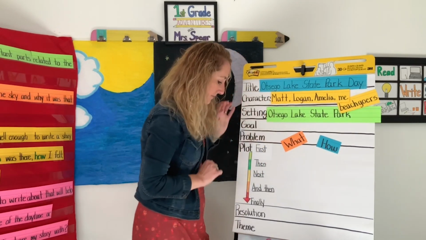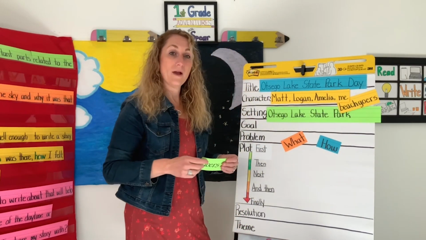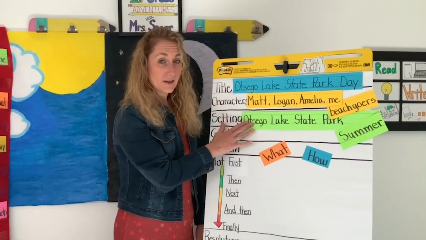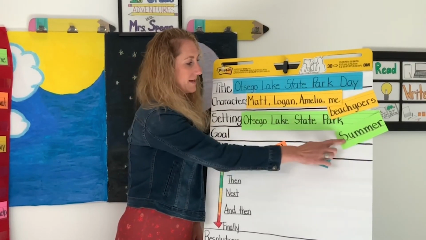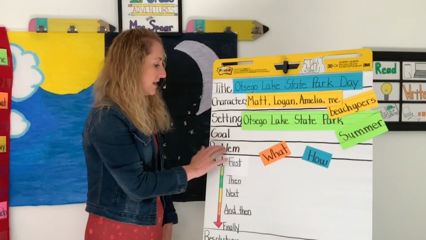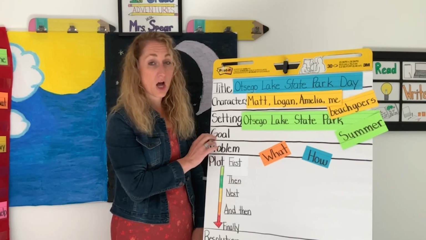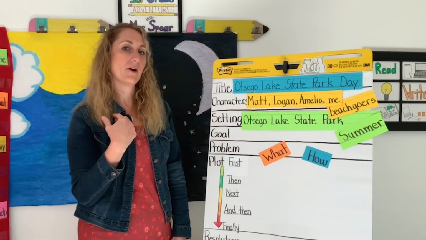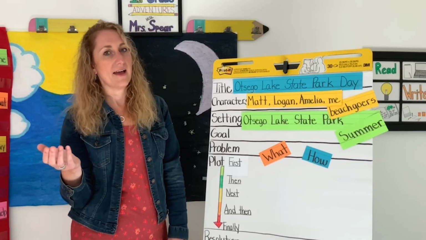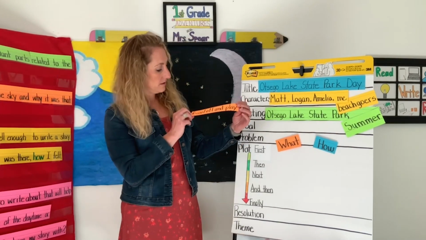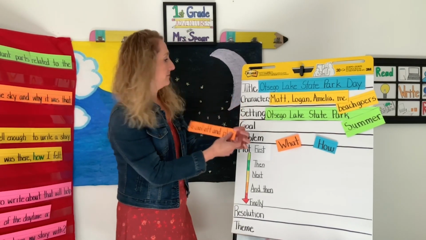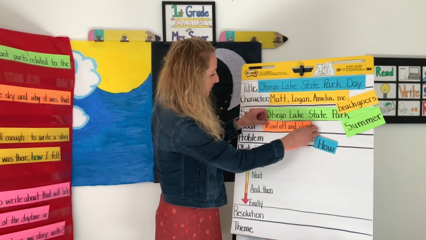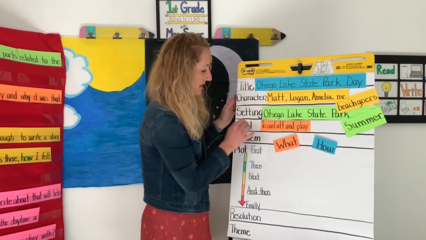That's my where. Now, as far as my when, this story happens in the summer. So the where is Otsego Lake State Park and the when is summertime. You'll notice on our map here, it asks about a goal. So my family's goal in going to Otsego Lake State Park that day was to cool off on a hot summer day. So our goal was to cool off and play. And that's why we were at Otsego Lake State Park that day.